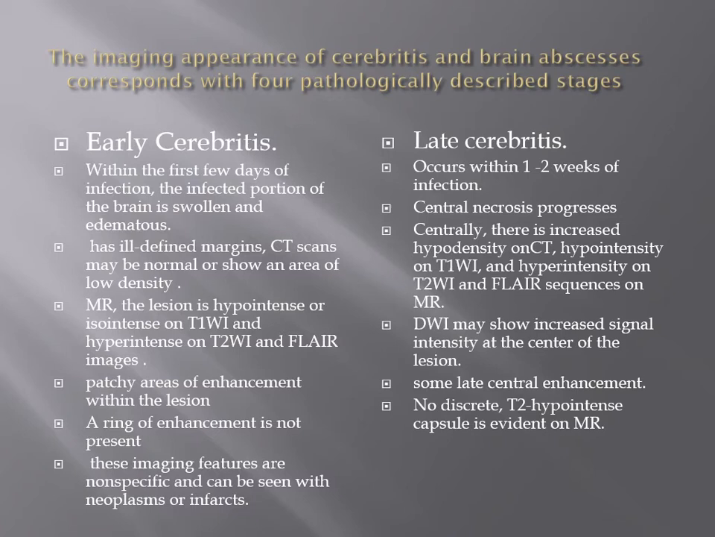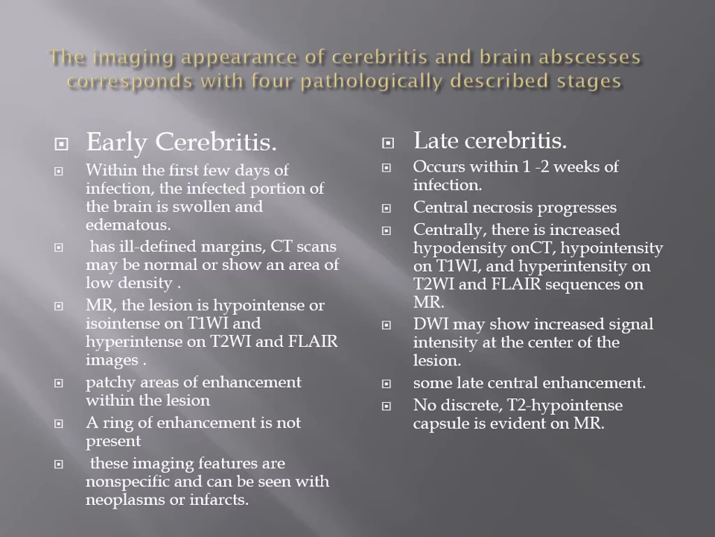The imaging appearance of cerebritis and brain abscesses corresponds with four pathological stages: early cerebritis, late cerebritis, early capsule, and late capsule. Early cerebritis, within the first few days of infection, the infected portion of the brain is swollen and edematous, with ill-defined margins. CT scan may be normal or show an area of low density. On MRI, the lesion is hypointense or isointense on T1 and hyperintense on T2 and FLAIR. Patchy areas of enhancement within the lesion. A ring of enhancement is not present in early cerebritis. These imaging features are non-specific and can be seen with neoplasm or infection.